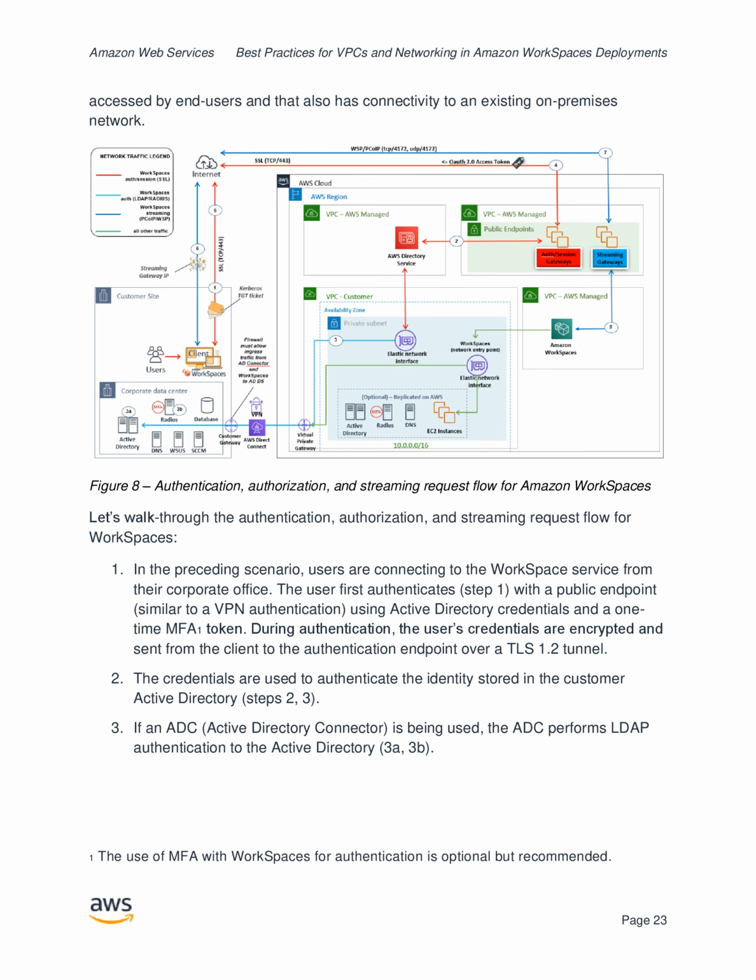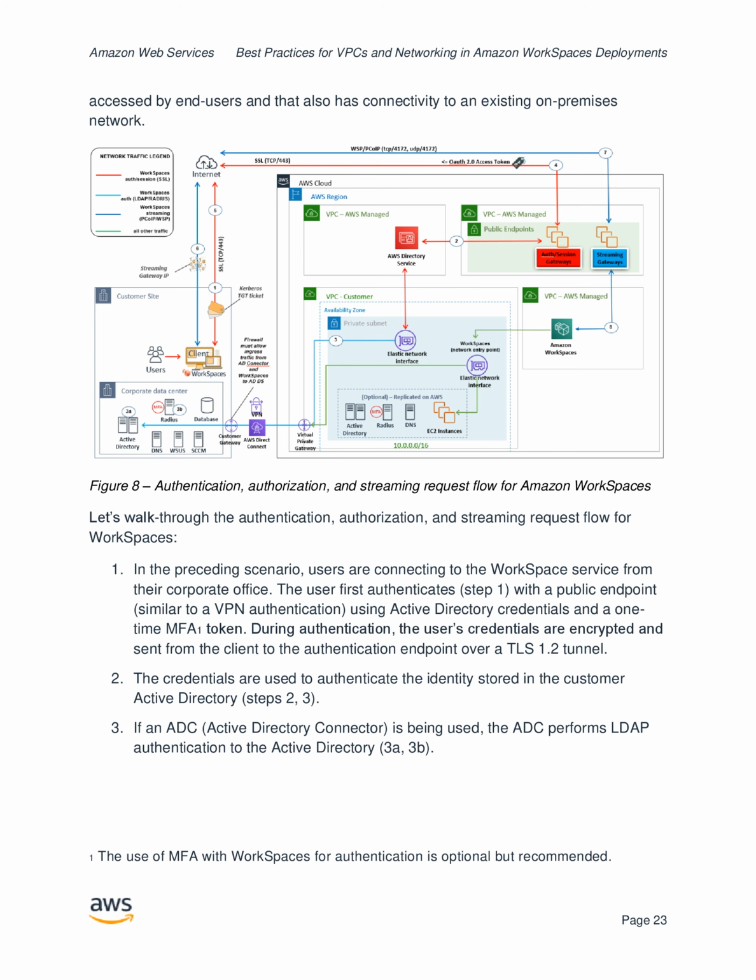1. In the preceding scenario, users are connecting to the WorkSpace service from their corporate office. The user first authenticates, step 1, with a public endpoint, similar to a VPN authentication, using Active Directory credentials and a one-time MFA token. During authentication, the user's credentials are encrypted and sent from the client to the authentication endpoint over a TLS 1.2 tunnel. 2. The credentials are used to authenticate the identity stored in the customer Active Directory, steps 2, 3.